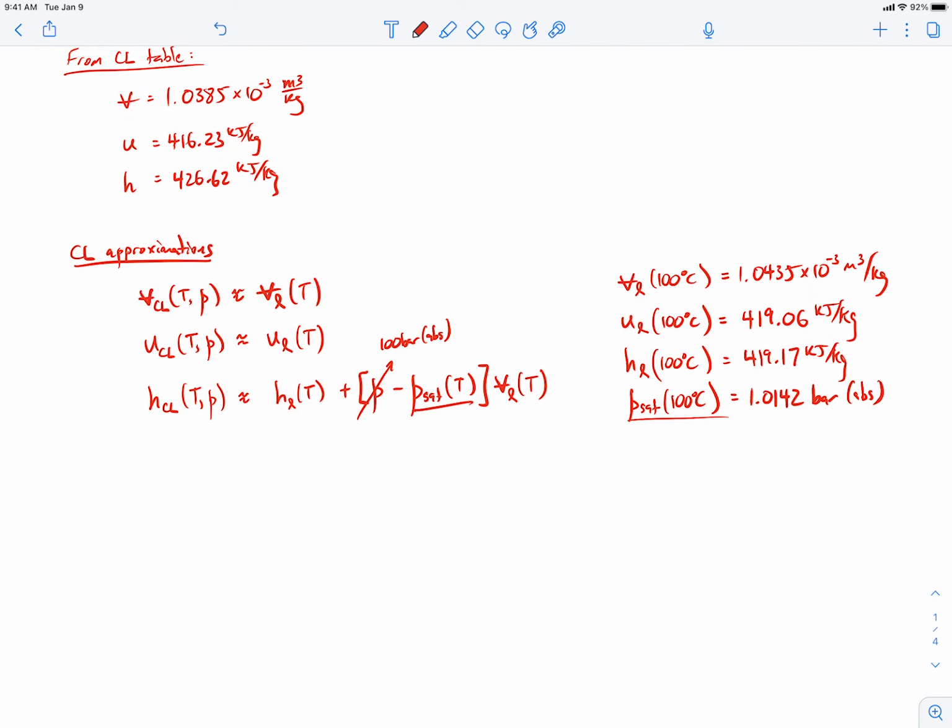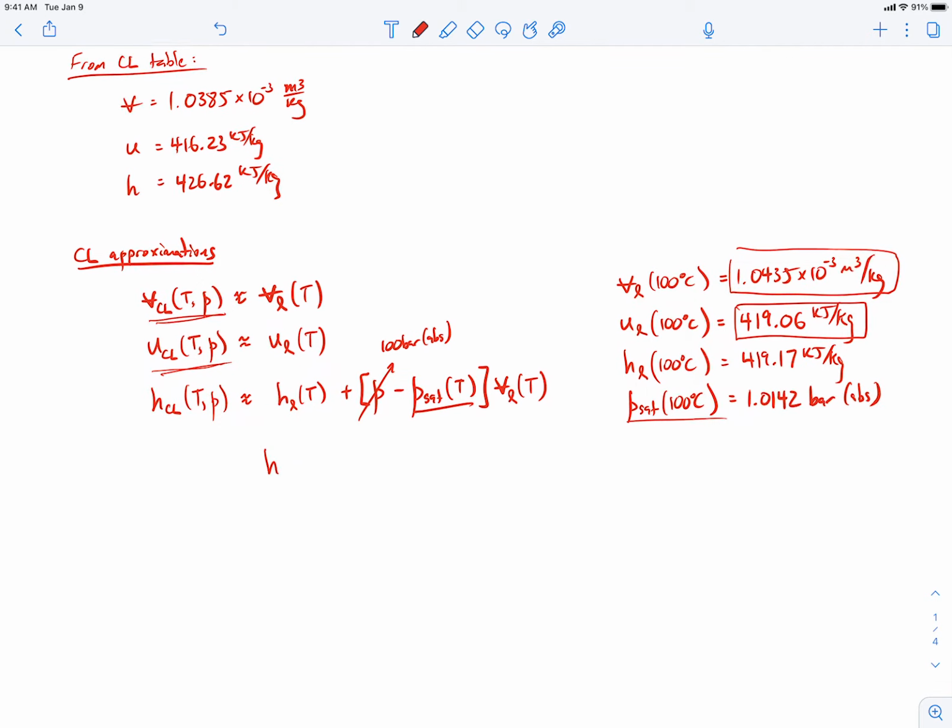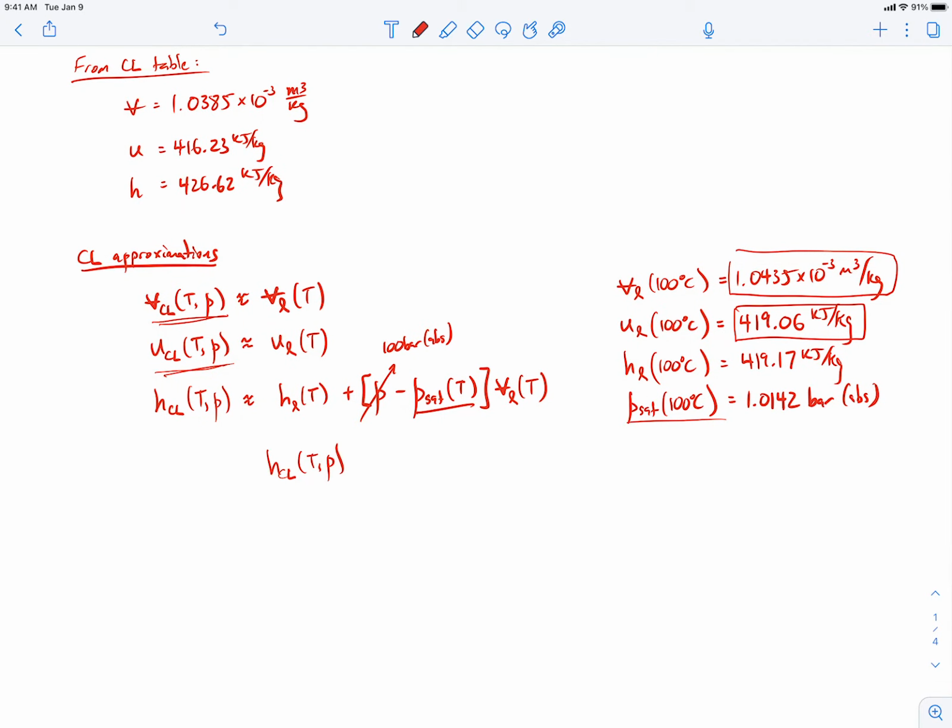Okay, so then when we work these out, of course the approximation for the specific volume for the compressed liquid will be this value. The approximation for the specific internal energy will just be this value. And then to do the calculation for the compressed liquid approximation for the enthalpy, when you work that out, that's about equal to, when you do this calculation right here, that number comes out to be 429.50, I believe it is, kilojoules per kilogram, if I did my calculations correctly.